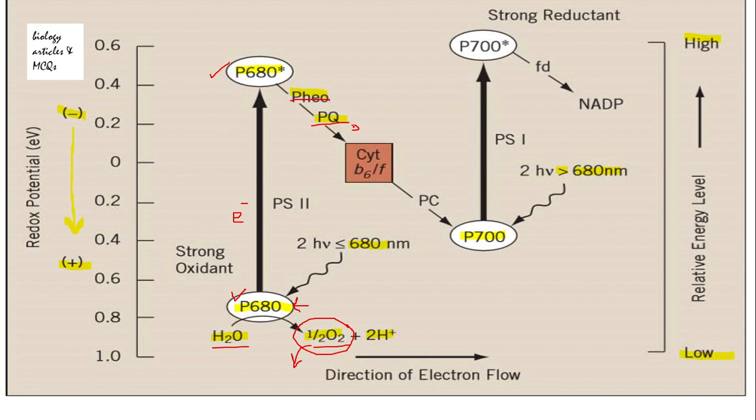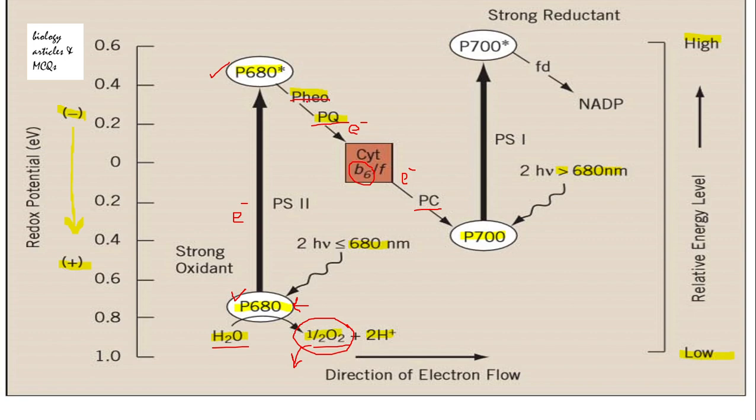Moving from the plastoquinone, the electrons will then move towards the cytochrome complex. And here you can see that the cytochrome complex contains two cytochrome proteins, cytochrome B6 and cytochrome F. Moving from the cytochrome complex, the electrons will transfer to the plastocyanin, and this plastocyanin is a copper-containing protein that is present in the thylakoid membrane.